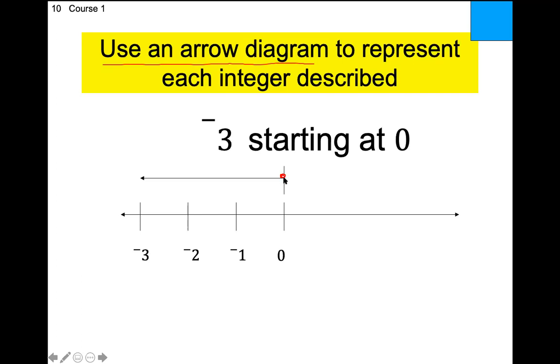If this is my starting point, you don't need to put the dot here, and I'm going in that direction, I count 1, 2, 3 tick marks. So how far is 0 away from -3? 3. And 3 is your answer.